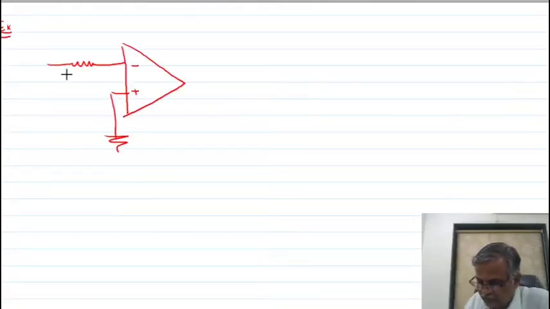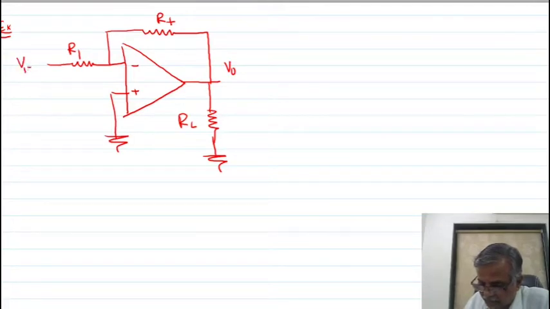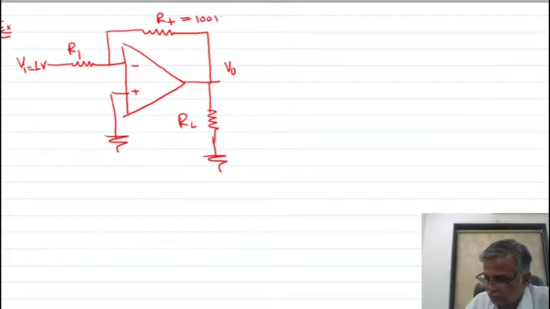For this circuit, here I am writing: this is your load RL, this is R1, this is RF, this is VO. Here they have given Vi is 1 volt. The value of RF is 100 kilo ohm. This is 10 kilo ohm. This is 25 kilo ohm.